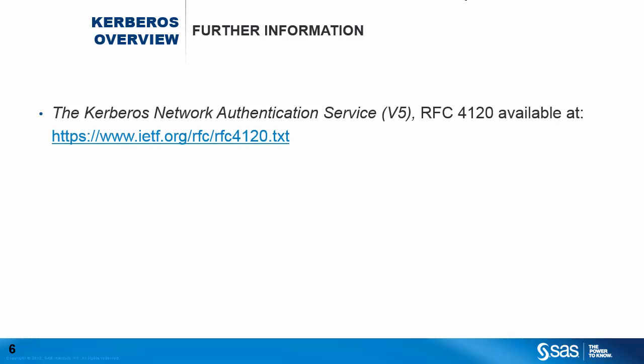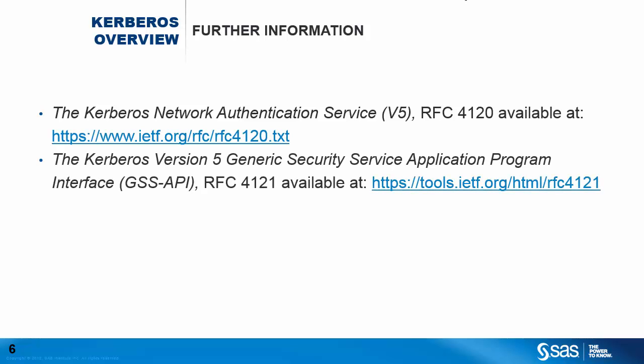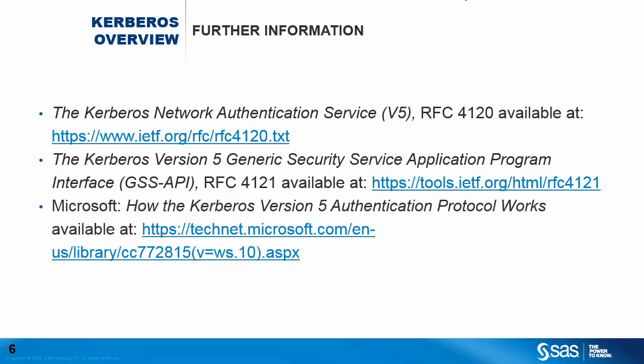For further information, you can see the following resources. To see details on the Kerberos Protocol version 5, you can review the RFC 4120 available here. And to look at the GSS API protocol, review RFC 4121, which you can find here. Finally, Microsoft have a guide explaining how Windows implements the Kerberos protocol, and that's available here.